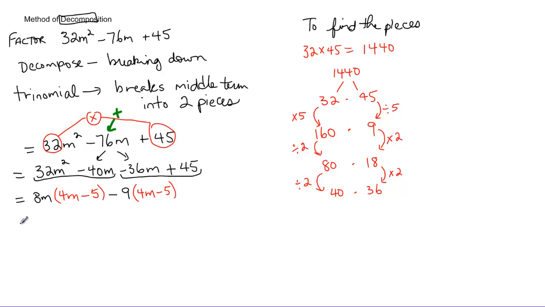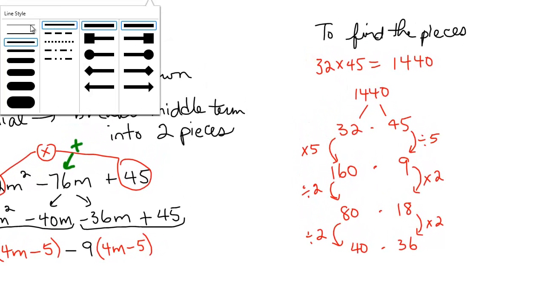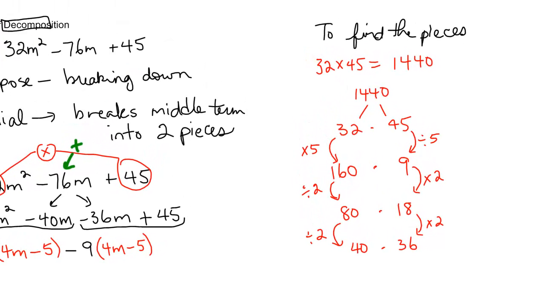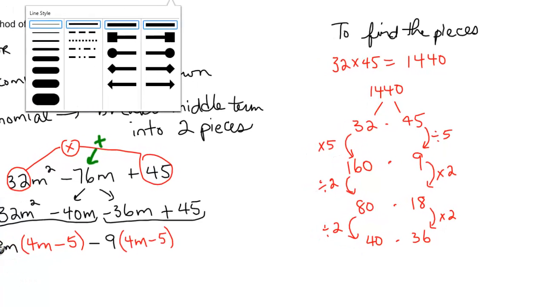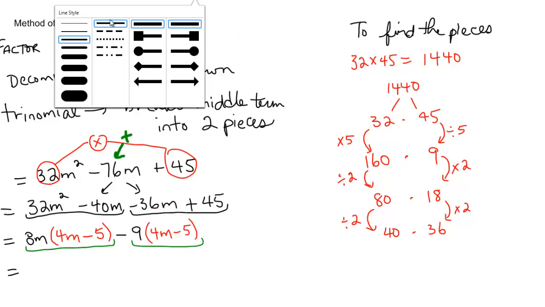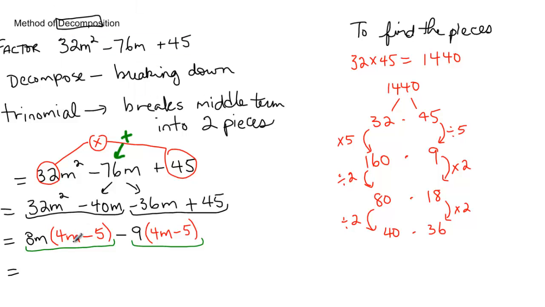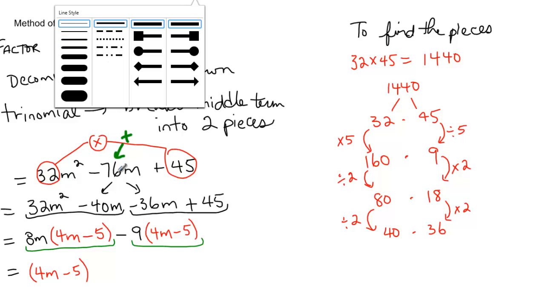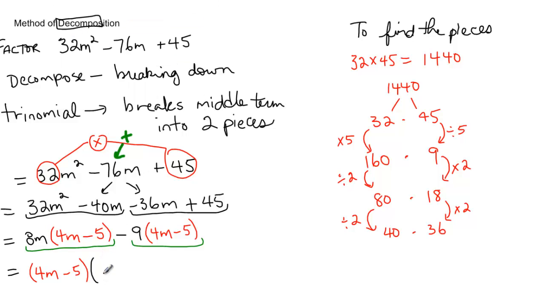Again, it looks scary, but in reality, we're almost done. This is really a 2-term expression now. Let's go to one more color. This is a term, and this is a term. And if I look at those 2 terms, they have something in common. They have a GCF of 4m minus 5. And if I take that GCF out of those 2 terms, what's left?